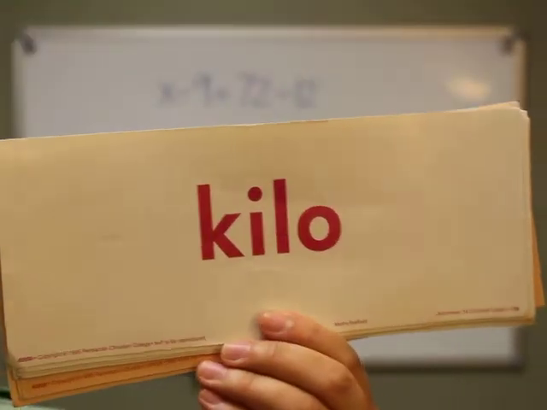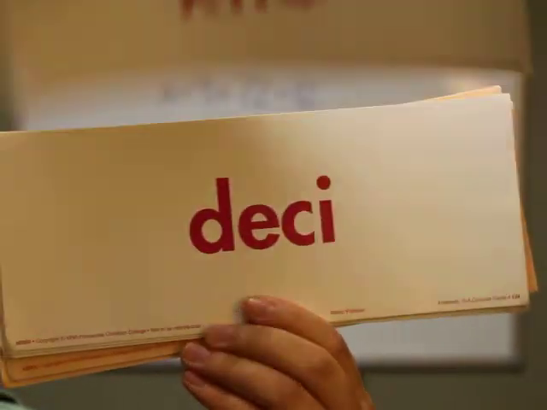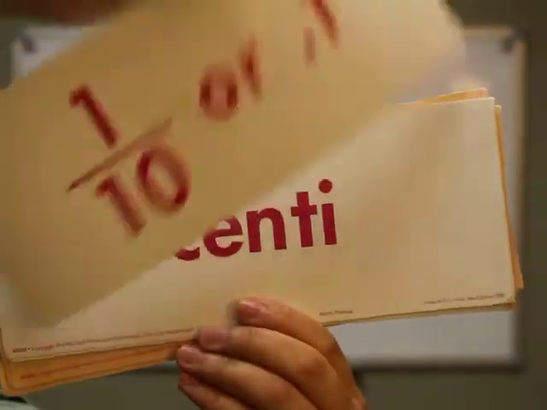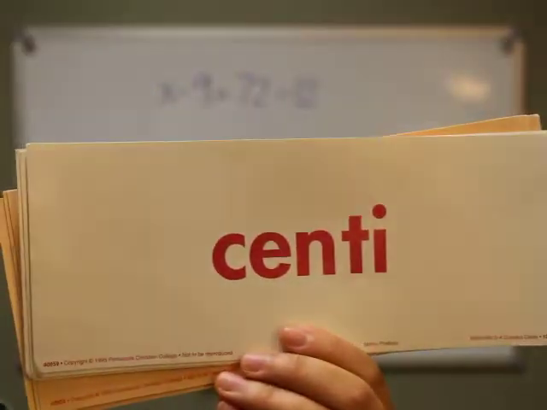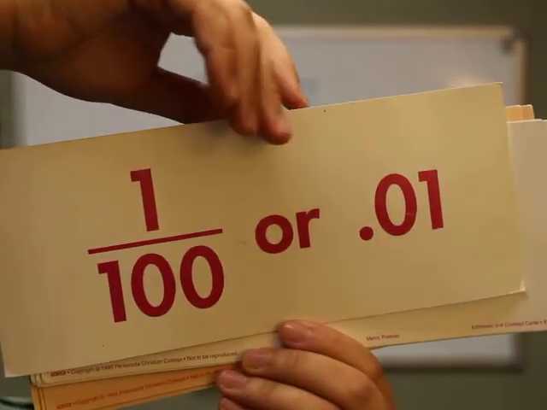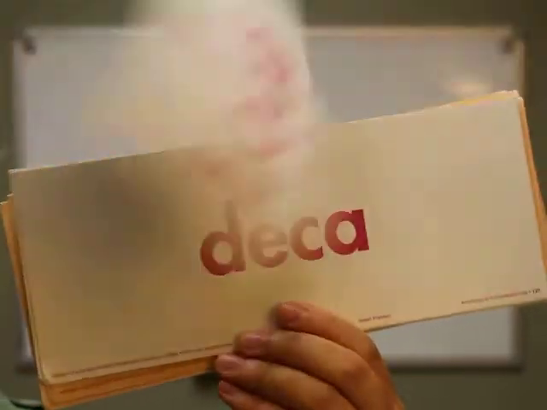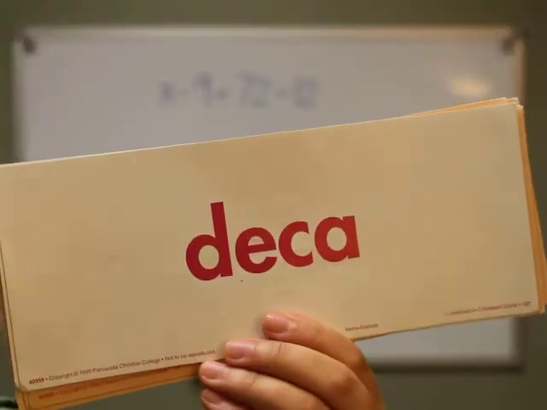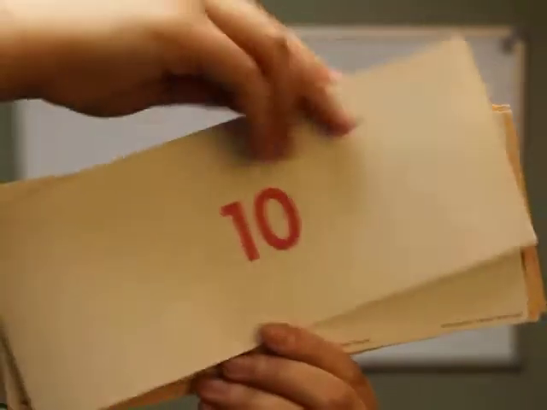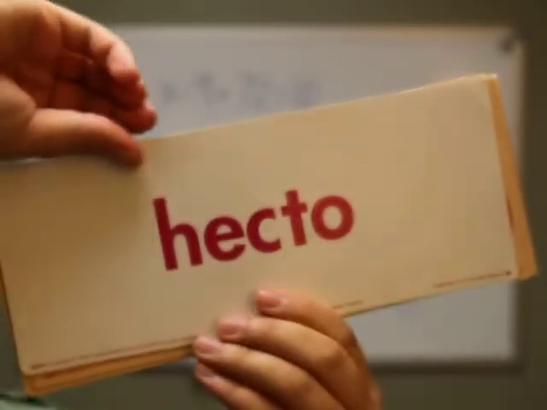100 degrees. Here are our metric prefixes. What does kilo stand for? 1,000. Deci? 1/10. Centi? 1/100th. Milli? 1/1,000th. Deca? 10. Hecto?